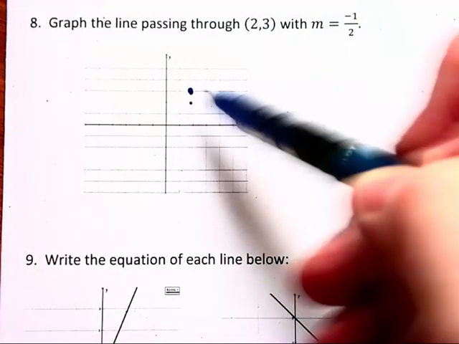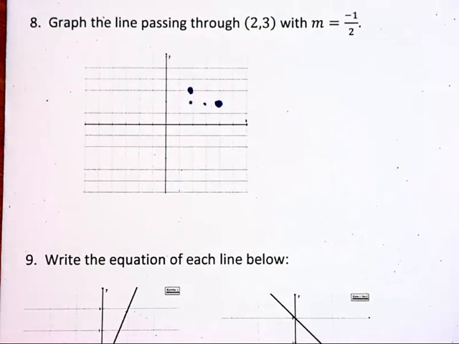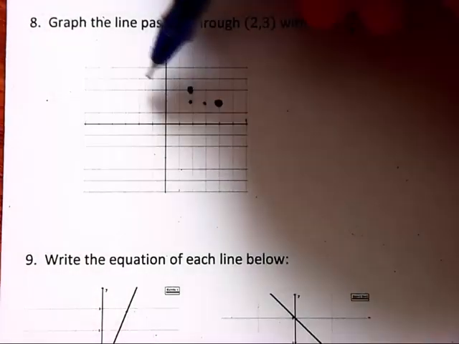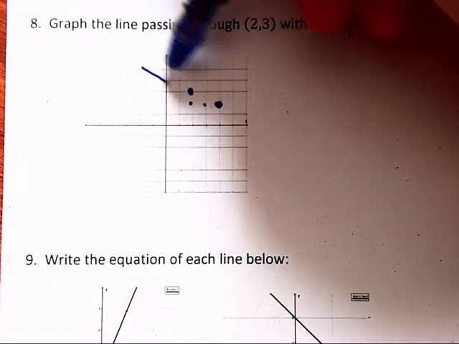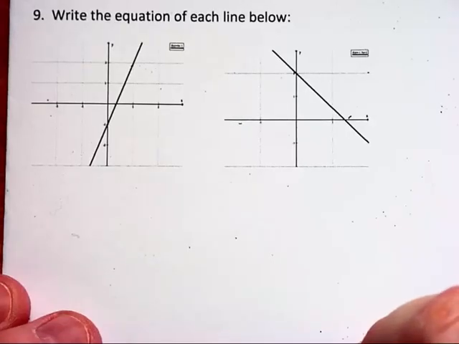So I'm going to go down 1 and over 2, and that will be another point through which this line goes through. And I can now play connect the dots and draw in our line that way. Write the equation of each of these lines.